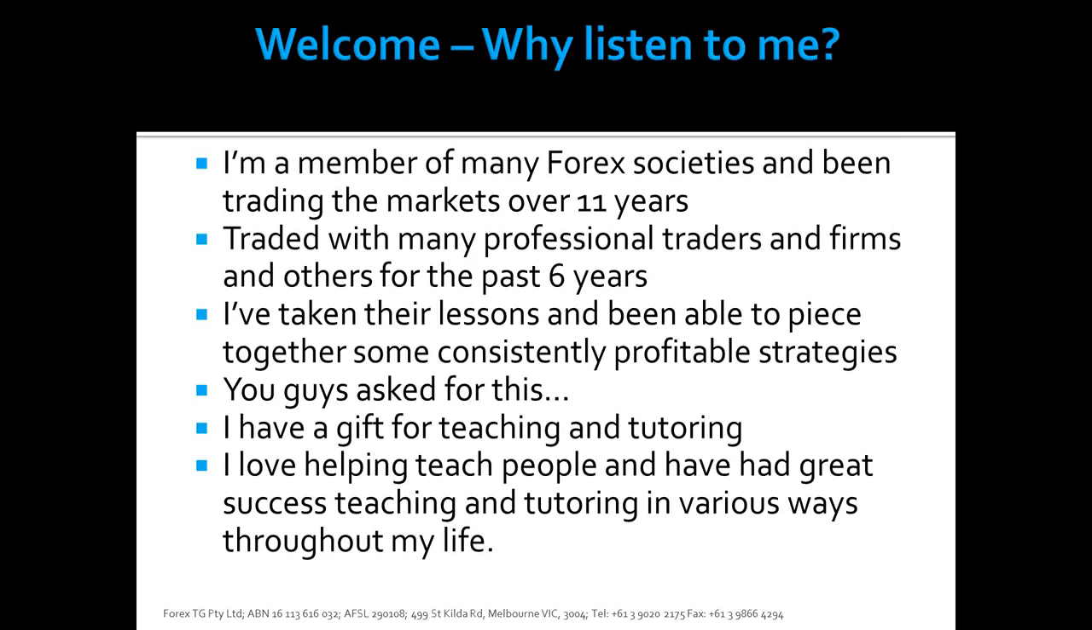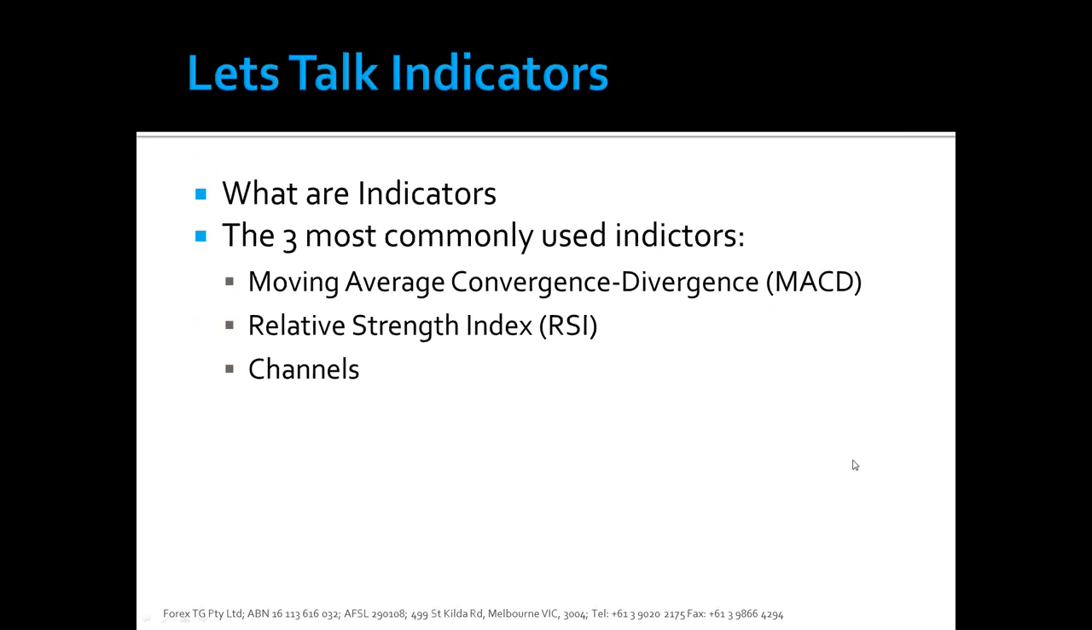I've taken lessons of successful traders, and I've been able to piece through some good strategies, and that's why I'm here. Also, it's another reason that you guys have asked for this. I have a gift for teaching and tuition, and I love helping people and teaching them a way that I wasn't taught. So the indicators that are commonly most used are moving average convergence and divergence, which is MACD, relative strength index, RSI, and channels.